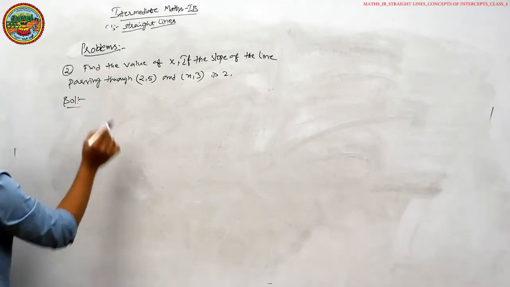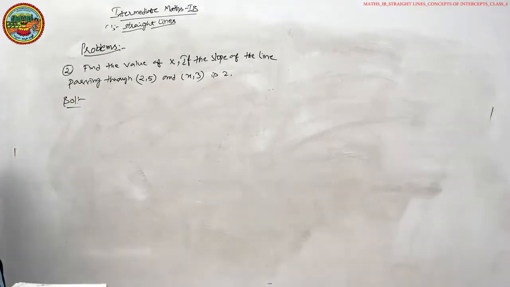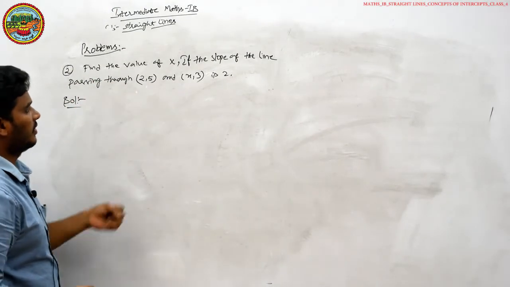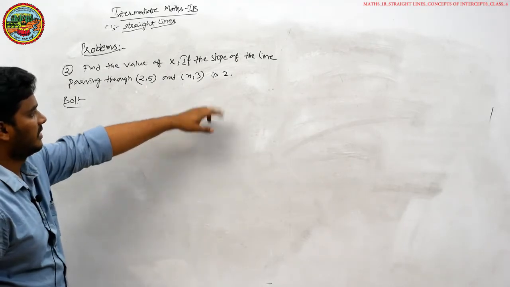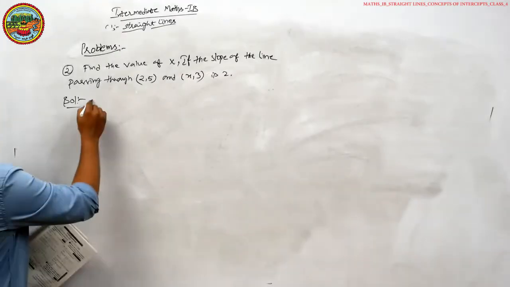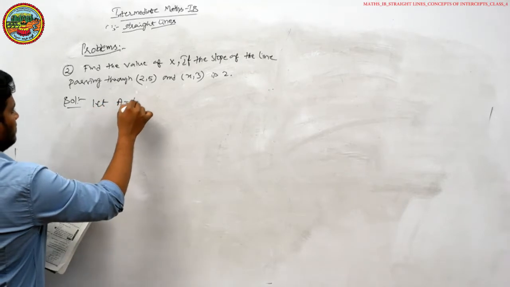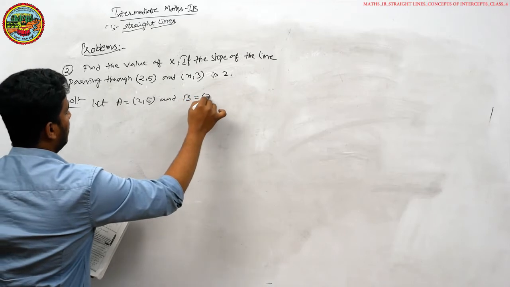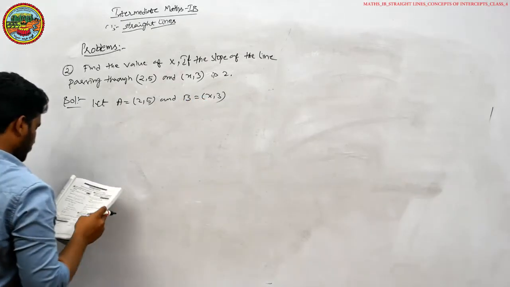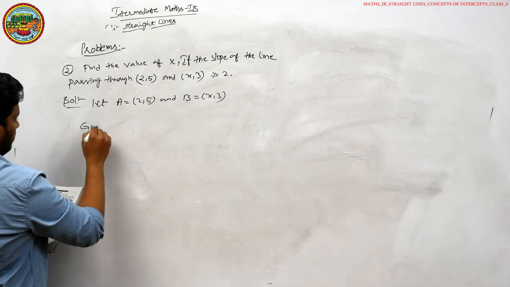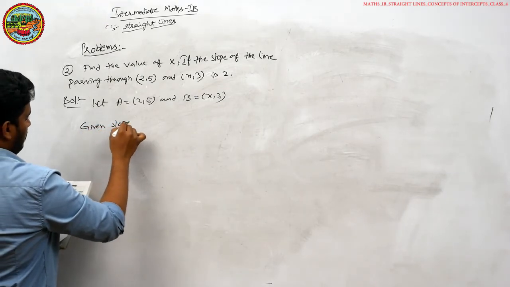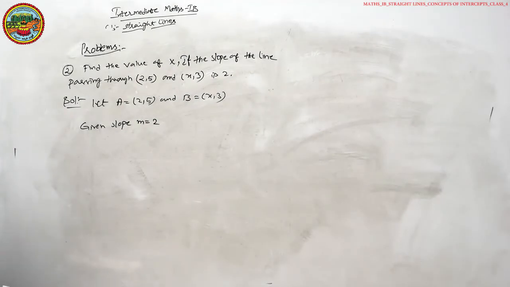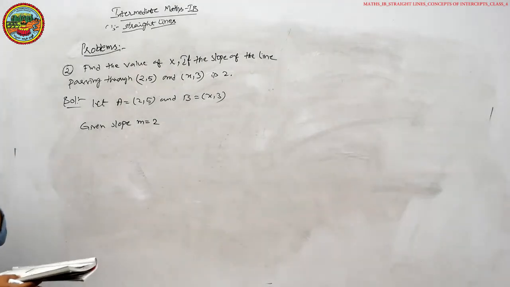Solution. Given two points (2, 5) and (x, 3), we have to find the value of x, and the slope is given as 2. Let A = (2, 5) and B = (x, 3). Given two points and the slope m = 2, we have the slope and two points.